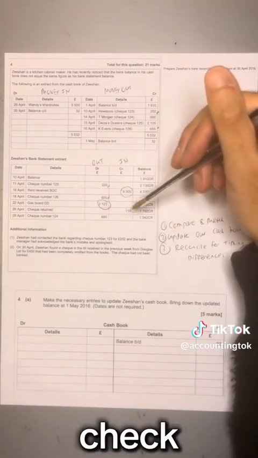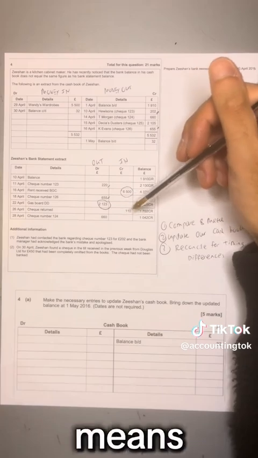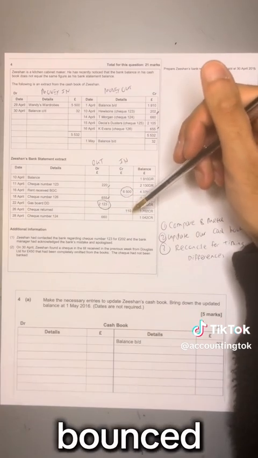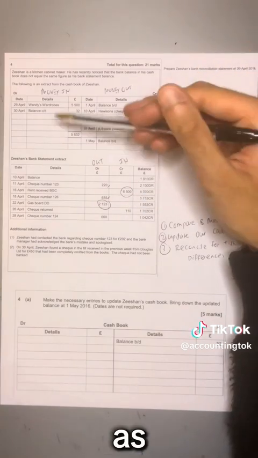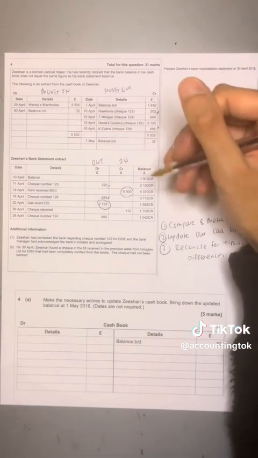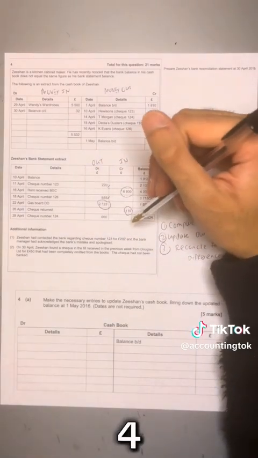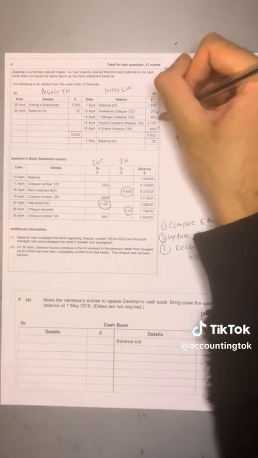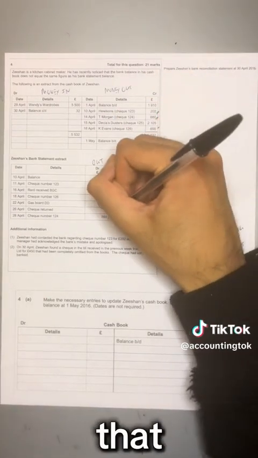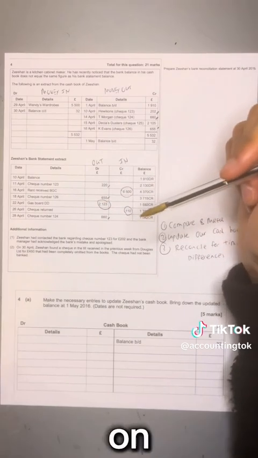So then we have this check return for £110. So this means we tried to pay something, but the check bounced. So now we receive the money back. As you can see, it's not on Zishan's cash book. So this is something else we need to bring in. Lastly, on the bank statement, we have this check number 124 for £660. This is in Zishan's cash book, so we can tick that off. So now we've ticked off everything on the bank statement.